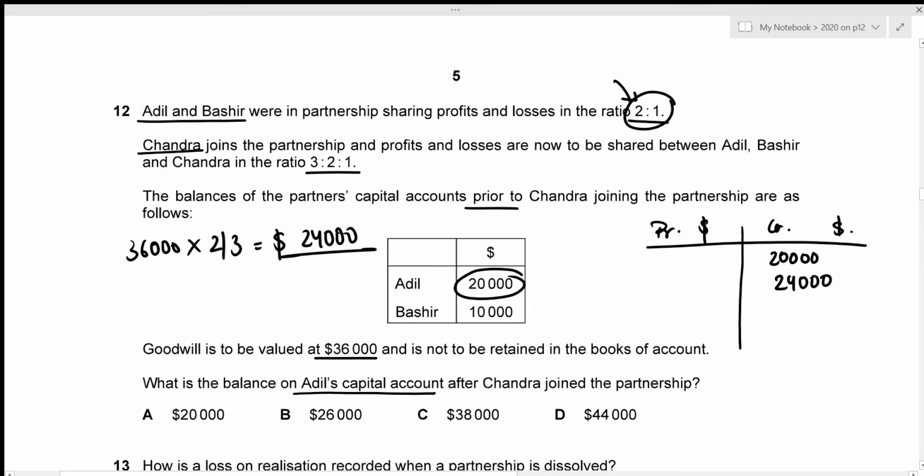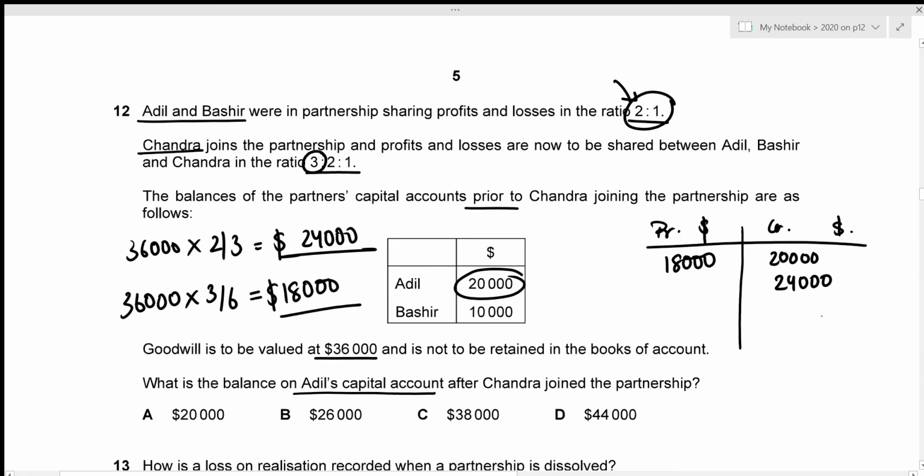Now we need to figure out the goodwill value for Adil based on new profit sharing ratio, which is 3:2:1. So for Adil, that's going to be 3 parts out of 6 parts. So that's 36,000 times 3 by 6, which gives the value of 18,000. And this is the goodwill value based on new profit sharing ratio, which should be recorded on the debit side. That's going to be 18,000.